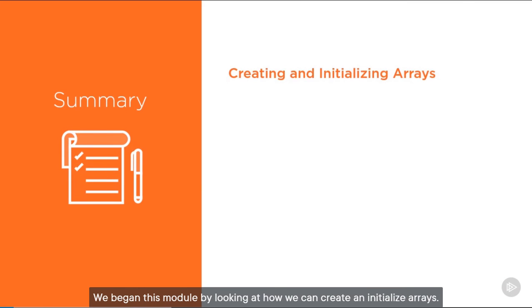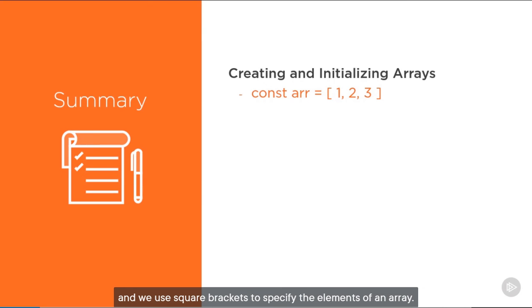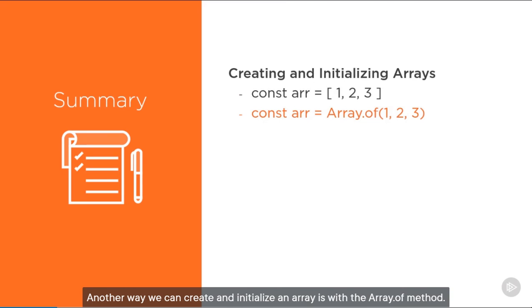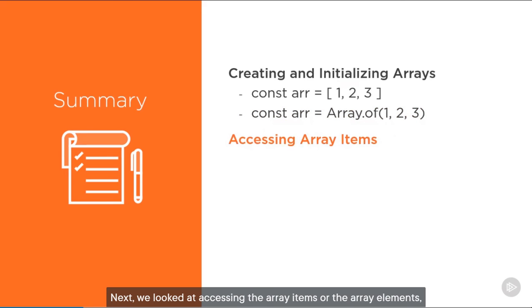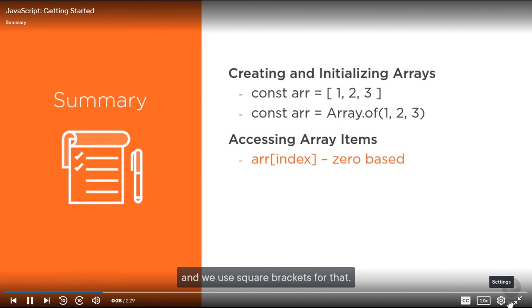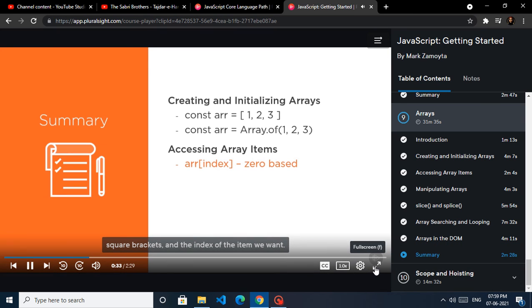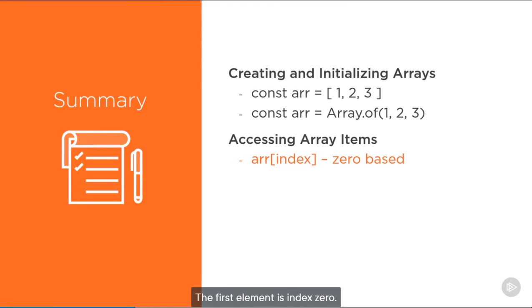We began this module by looking at how we can create and initialize arrays. We create an array variable, and we use square brackets to specify the elements of an array. We assign that to the variable. Another way we can create and initialize an array is with the Array.of method. Each argument becomes an element in the array. Next, we looked at accessing the array items, or the array elements, and we use square brackets for that. We specify the array, square brackets, and the index of the item we want. Remember that the indexes are 0-based. The first element is index 0.